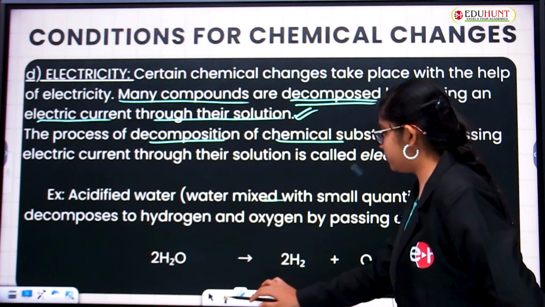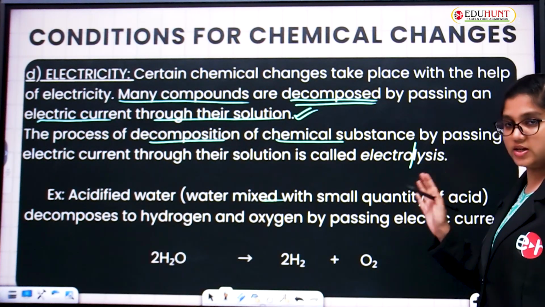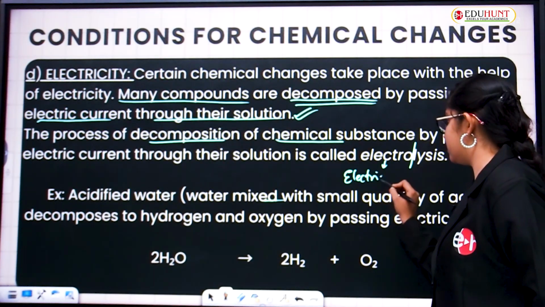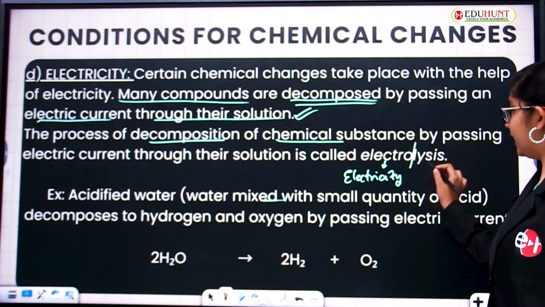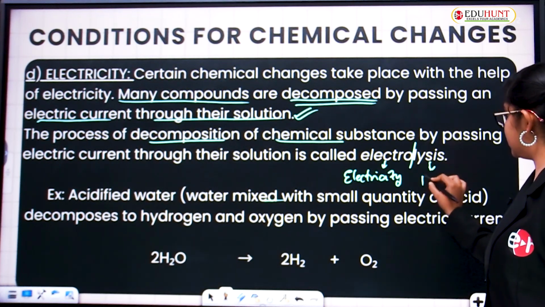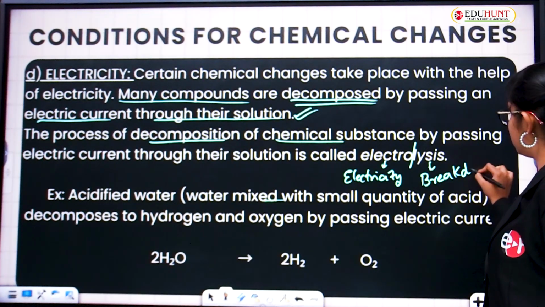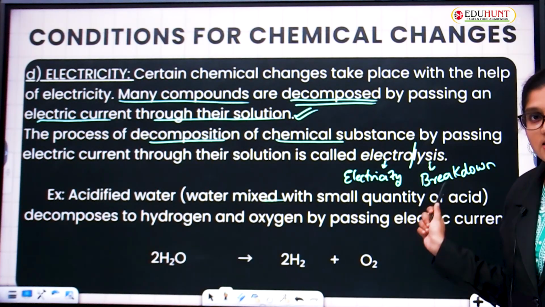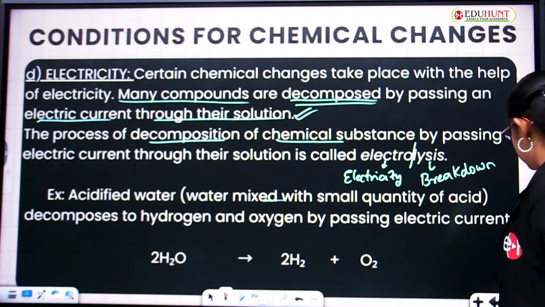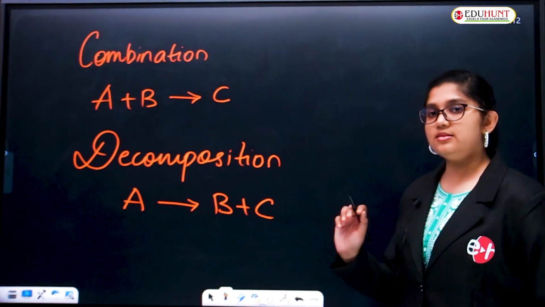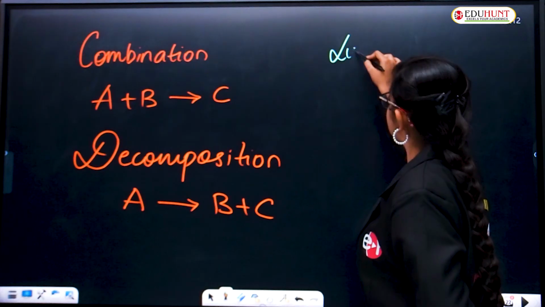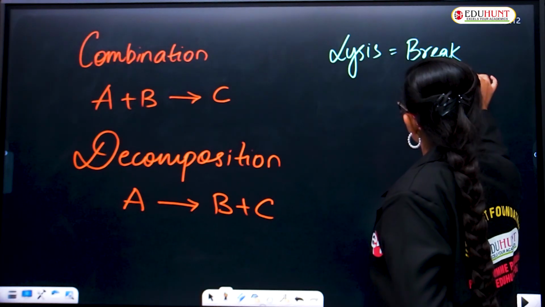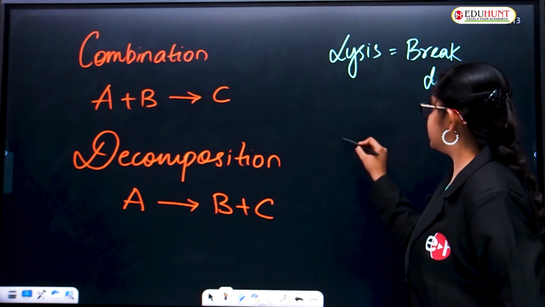Electrolysis is there, right? If you break this word into electro and lysis, electro means electricity, electric current, right? Using electricity. Lysis means breakdown. So using electricity, if we break down any such substance, that is called electrolysis. So here we can add one more word. In science we say lysis. Lysis means breakdown.